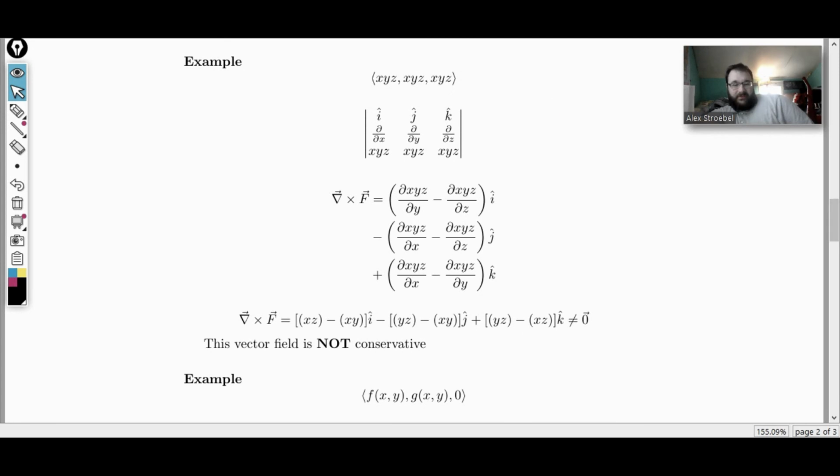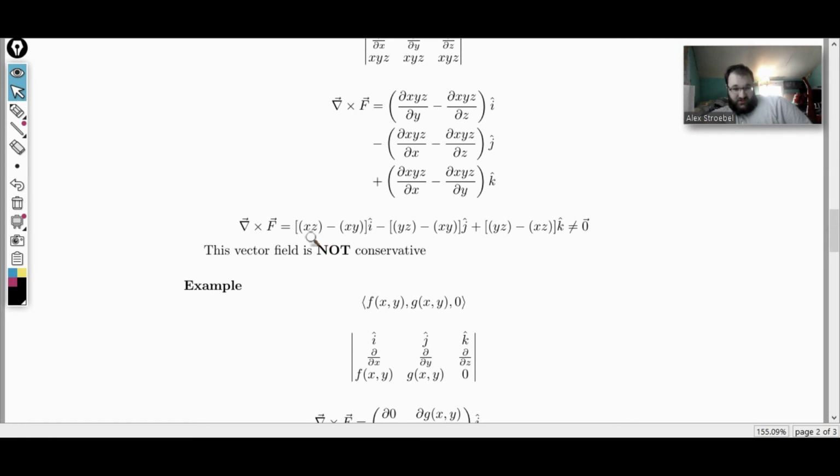Here's another example. We have xyz, xyz, xyz. You put it in a matrix, you find the determinant, right? And the determinant gives you this function right here. You can see that this is in general not going to be 0. This in general isn't going to be 0. And this in general is not going to be 0. So this does not equal the 0 vector. So this is not a conservative vector.